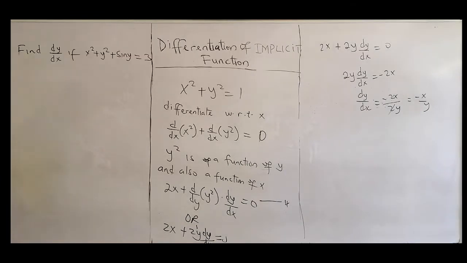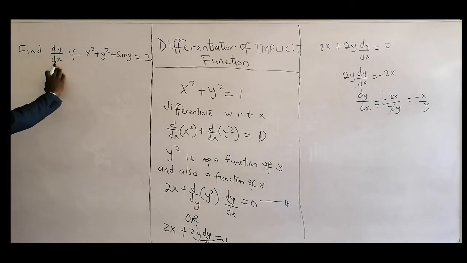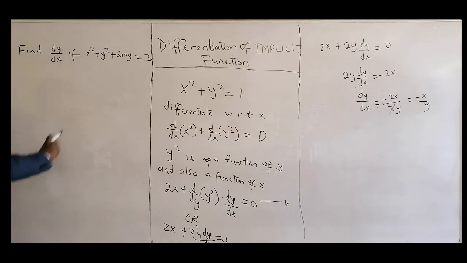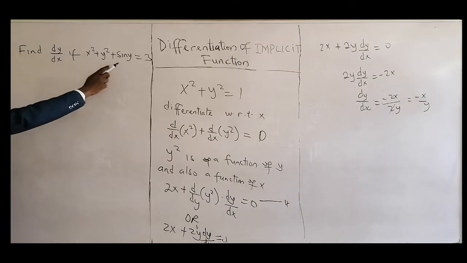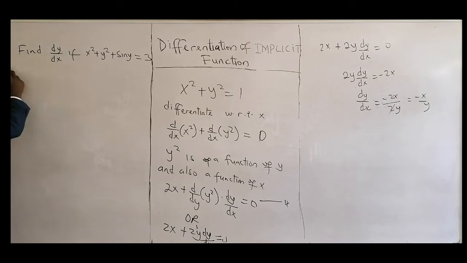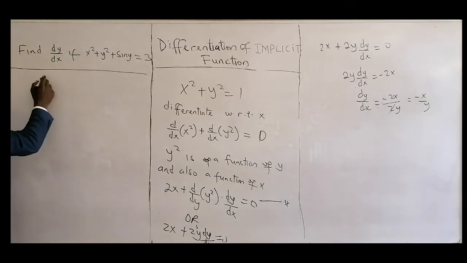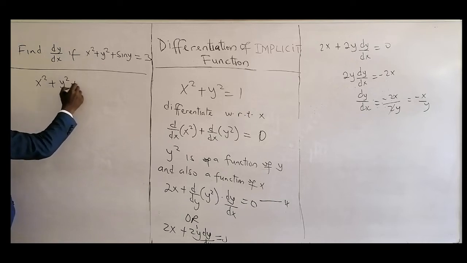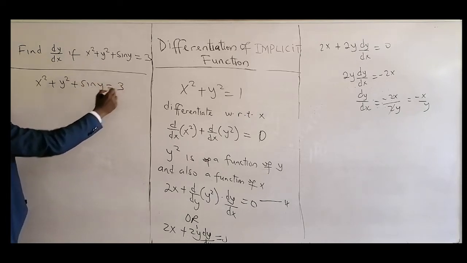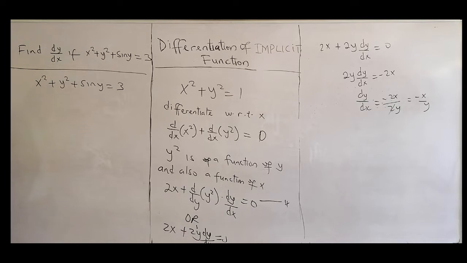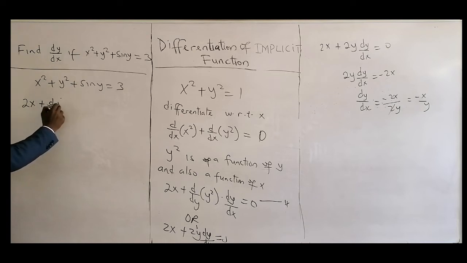So we have this question. Find the dy/dx if x squared plus y squared plus sin y equal to 3. Okay, let's go straight. So this is x squared plus y squared plus sin y equal to 3. So differentiate with respect to x, and that will give us 2x. Okay, and this one will give us what? Plus d/dy of y squared, and then dy/dx.